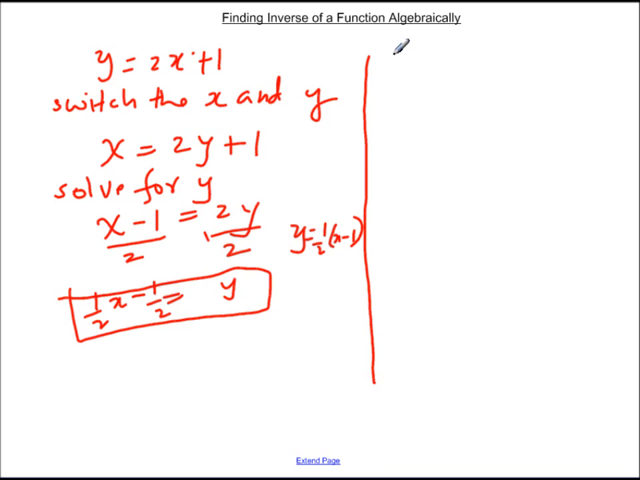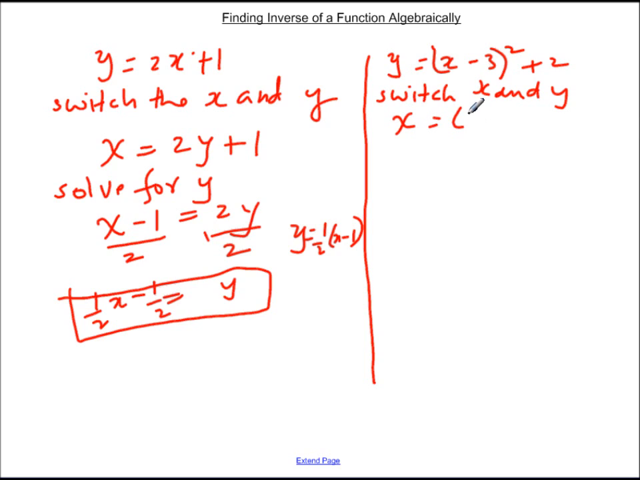Now I'm going to do a slightly more complicated problem, like a quadratic. Suppose we have a quadratic like y equals x minus 3 squared plus 2, and we need to find the square root function. So the first step is to switch x and y. So in place of y we have x, in place of x we have y. Now solve for y.